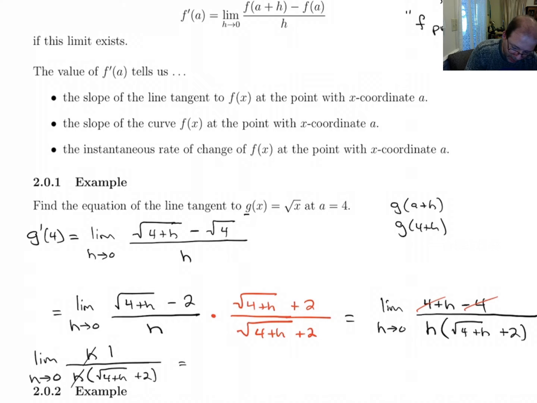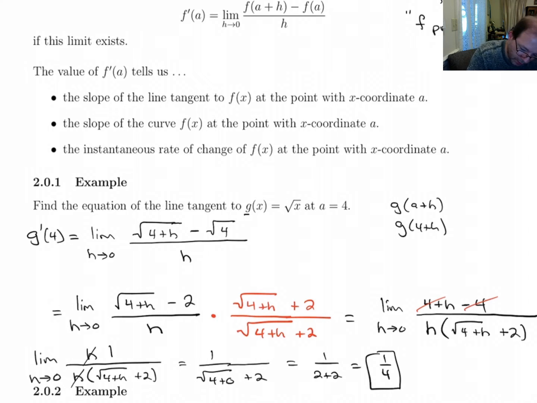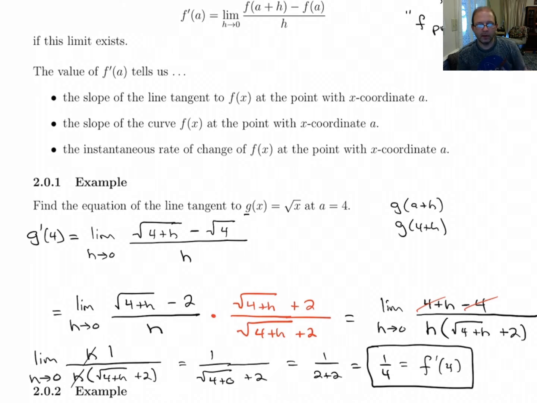So now I can plug my 0 in and I get 1 over square root of 4 plus 0 plus 2. So I wind up with 1/4. That's f prime of 4. Now that's almost my answer, because the question actually said to find the equation of the line, and what we found here is the slope, so we're not quite done.